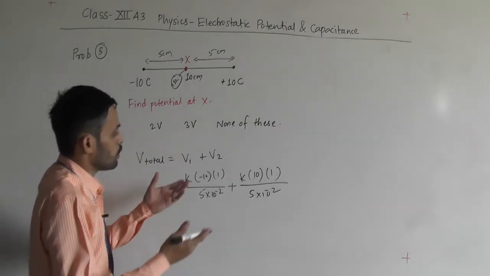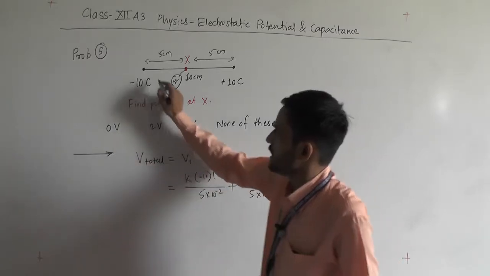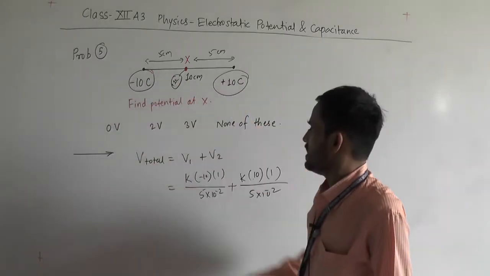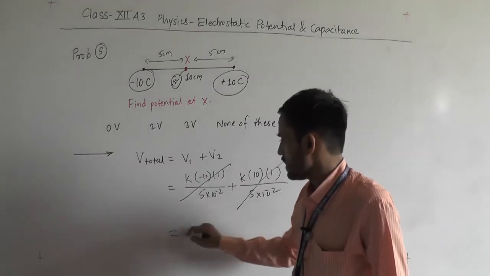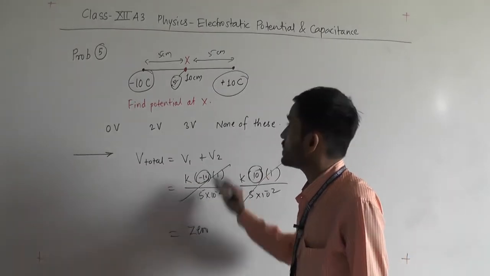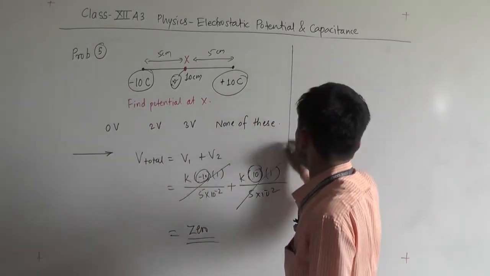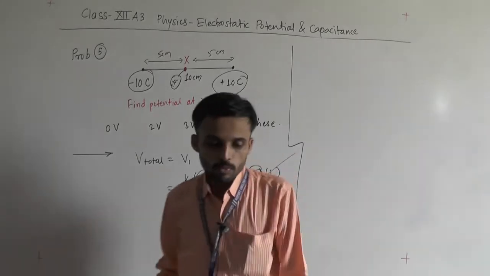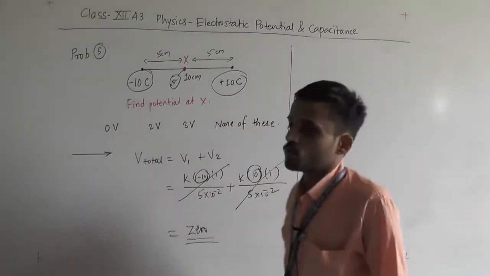Okay, so obviously you would have got what I mean to say. This is minus and this is plus, so this and this will cut each other, they will nullify. This is minus 10, this is plus 10. So the potential at the center of the line joining the charges will be 0 volt. I hope you have understood that. I will request you to solve that.